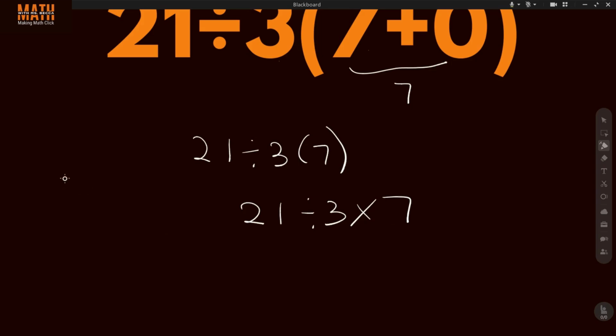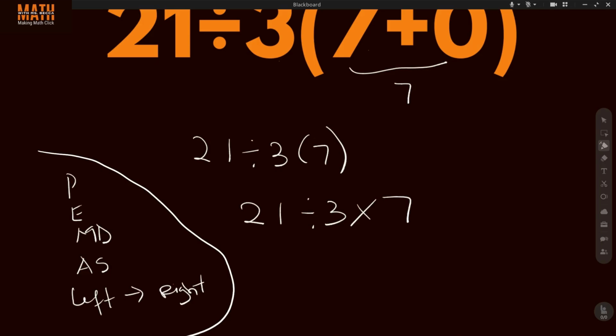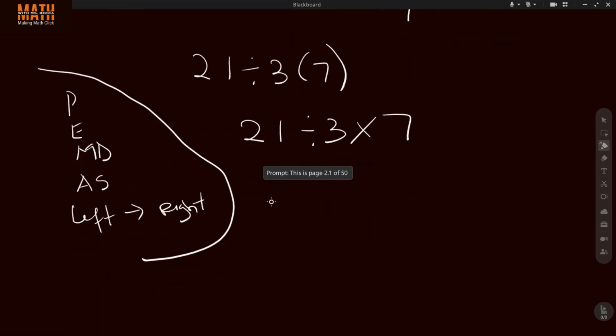Now, I understand that you know the PEMDAS rule. Yes, we have the PEMDAS rule, but what you do not know about the PEMDAS rule is that when multiplication and division appear together, or addition and subtraction appear together, you are to solve from left to right. That is, multiplication is not superior to division. Neither is division superior to multiplication. Same thing applies to addition and subtraction.